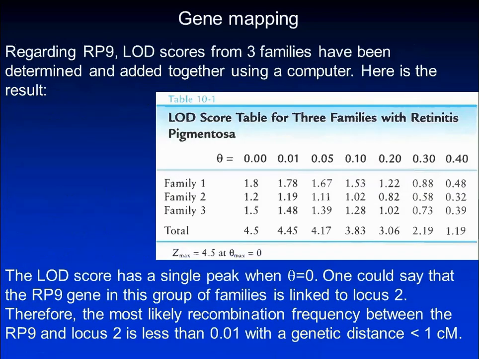Regarding RP9, LOD scores from 3 families have been determined and added together using a computer. Here is the result. The LOD score has a single peak when theta is 0. Therefore, the most likely recombination frequency between RP9 and locus 2 is less than 0.01, with a map distance below 1 centimorgan.